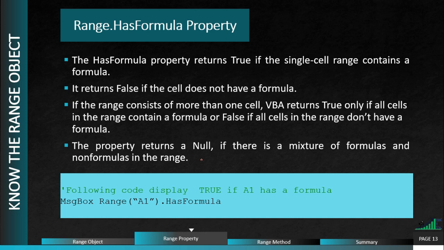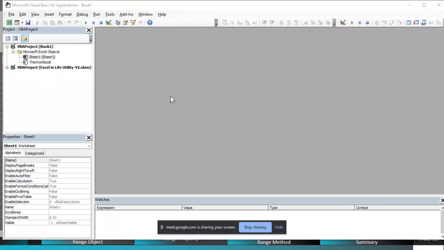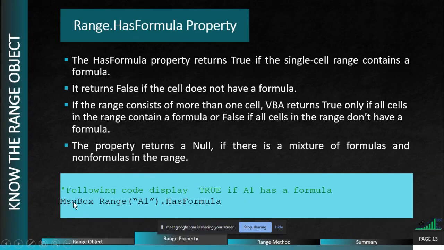See, the third one is telling about a range that consists of more than one cell. Okay, what I will do, I'll explain in the Excel sheet itself. I'm opening the sheet. It will be clear to you. A1 has a formula. What I'll do? Message box, range A1 has formula.